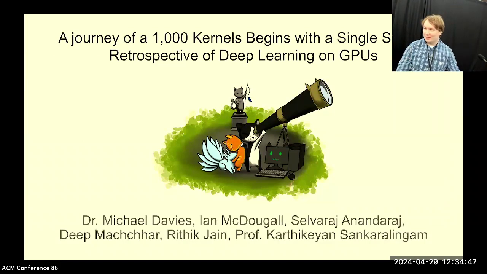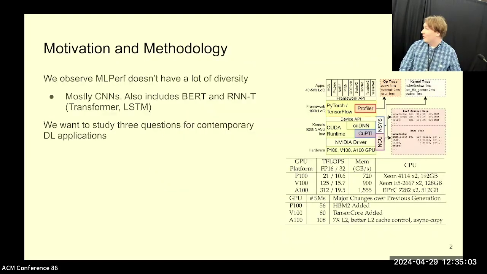Hi, I'm Michael Davies, and I'll be giving a talk about my paper titled A Journey of 1,000 Kernels Begins with a Single Step: A Retrospective of Deep Learning on GPUs. We're going for something concise and catchy with this title. We wanted to look at how the AI revolution has panned out for deep learning hardware. We observed that the MLPerf benchmark suite, the standard benchmark suite for machine learning, doesn't have a lot of diversity in its applications. It uses a lot of convolution networks, includes transformers, and also throws in RNNT, which is an LSTM network.